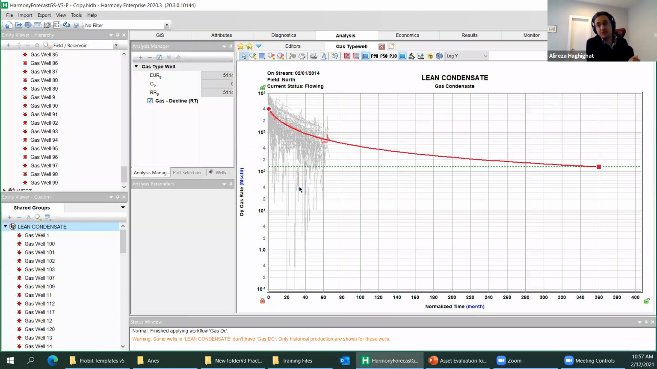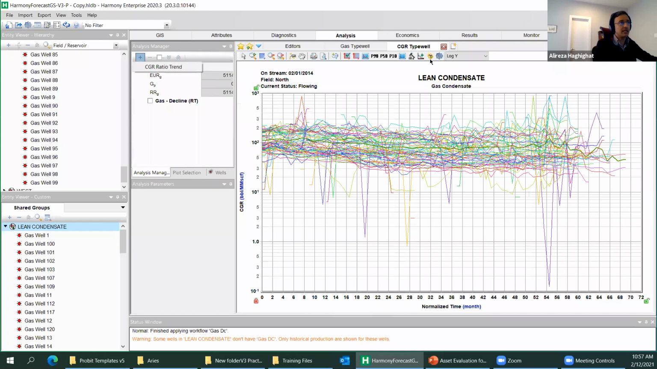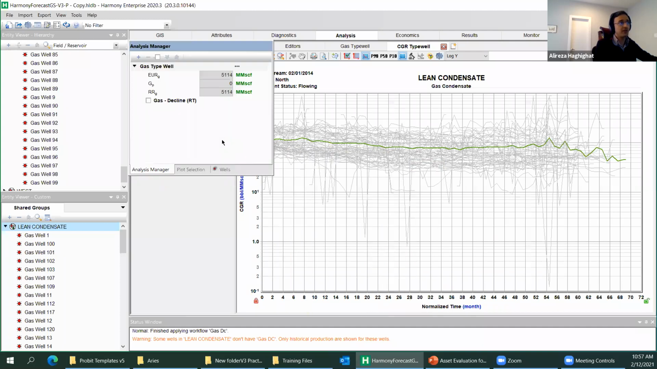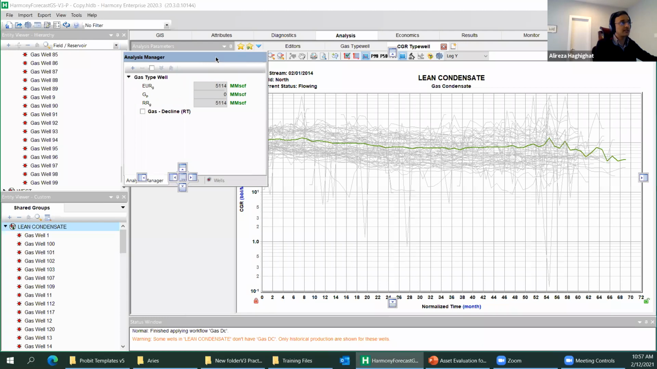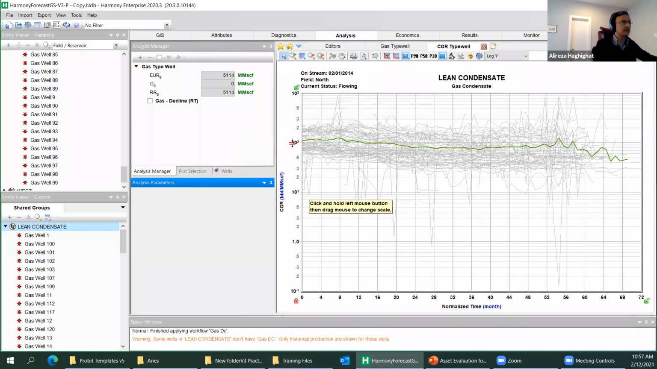And we need to do the same thing for our condensate, because this well is going to produce both condensate and gas. So what I do, I create a new analysis. This time I go type well, and I go with condensate to gas ratio. And I create again a type well for condensate to gas ratio. Let's make them all gray. What we are looking at this time is condensate to gas ratio.